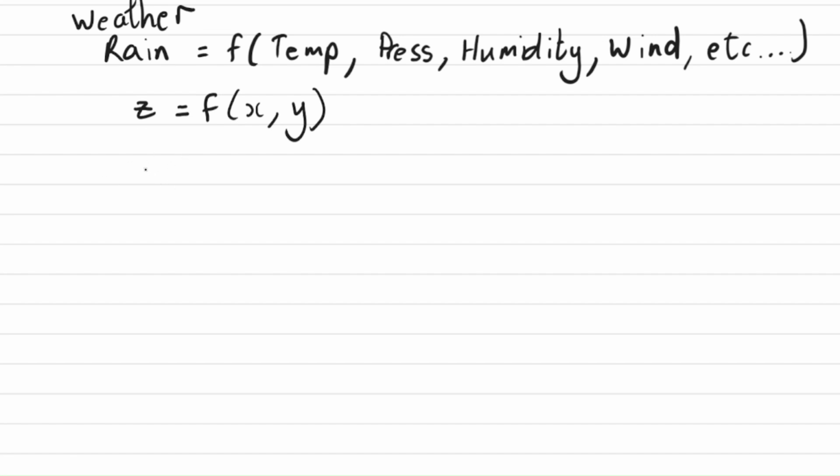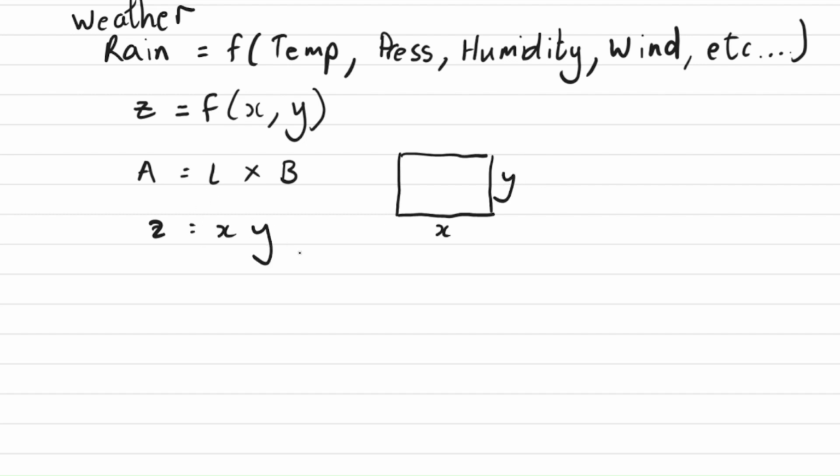A simple illustration of this that you would have seen is the area of a rectangle. The area of the rectangle depends on the length and the breadth. So what we could do is just create a variable z, and it is the product of the length, which we can call x, and the breadth y. So we have z is equal to xy. This is now a function of two independent variables.